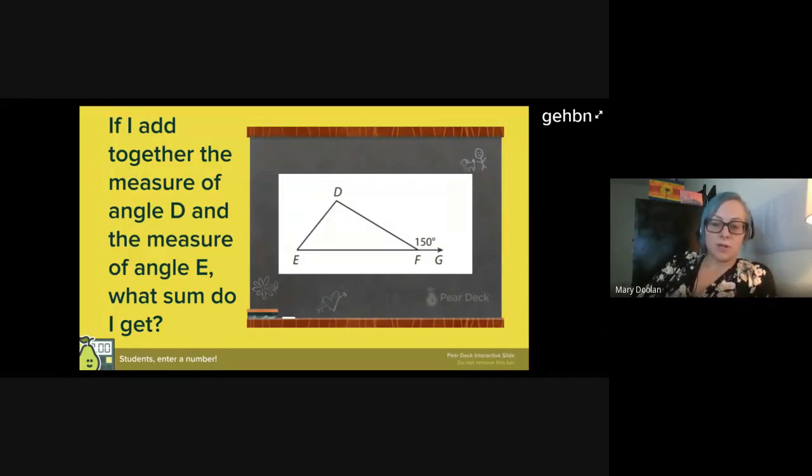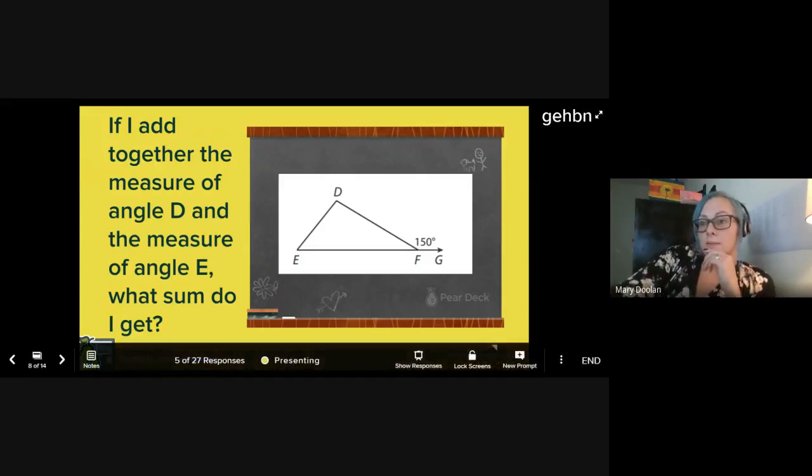But what I want to know, and you're using the exterior angle theorem, if you add together the measure of angle D, right where D is, and the measure of angle E, right where that angle is, what sum do you get? There's a rule about adding those two angles together and what it's equal to. It's called the exterior angle theorem.